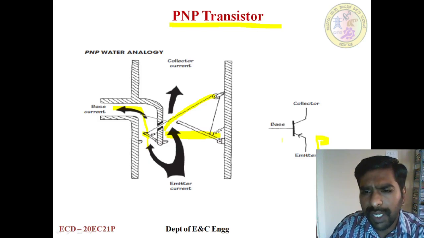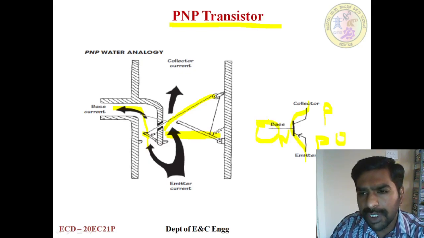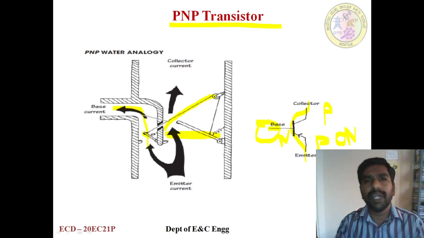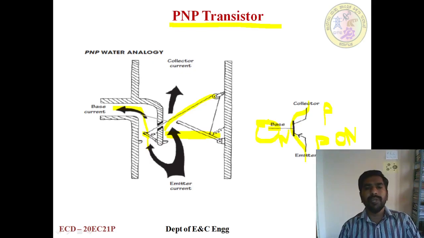This is the concept, the PNP transistor symbol. Initially it is on, and the current flows from the collector to the emitter. Whenever you apply a base voltage, it goes off, which means it will avoid the flow of current. This is the water analogy of the PNP transistor.